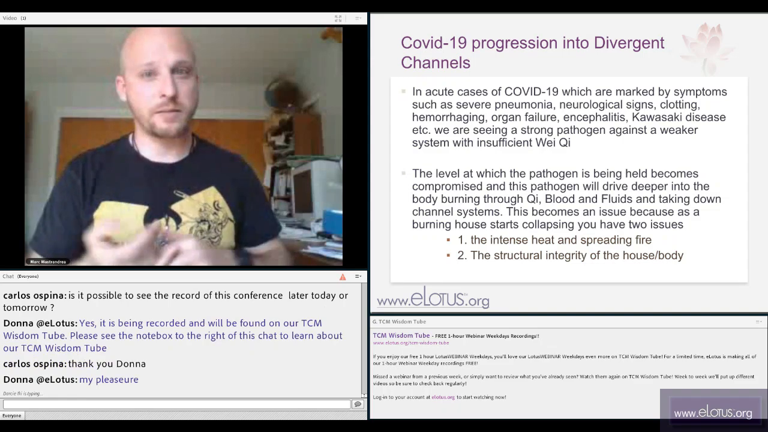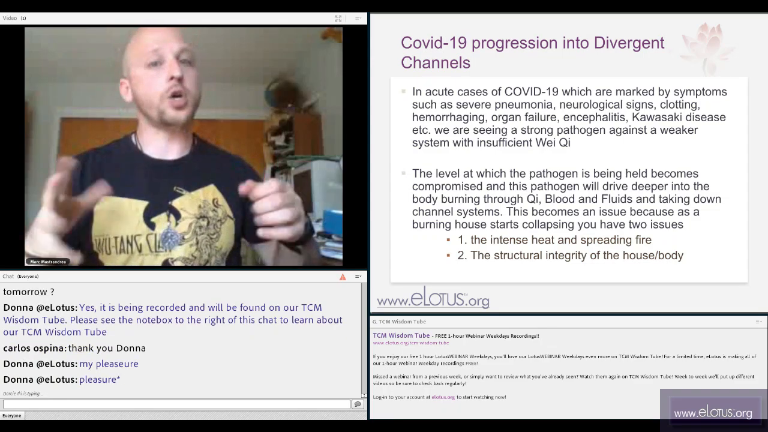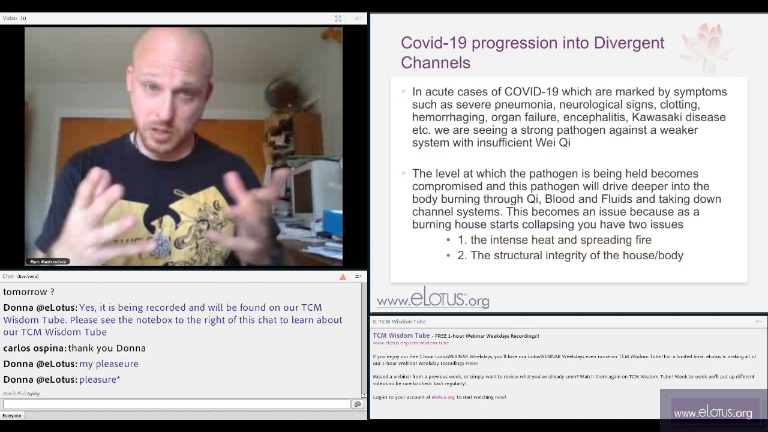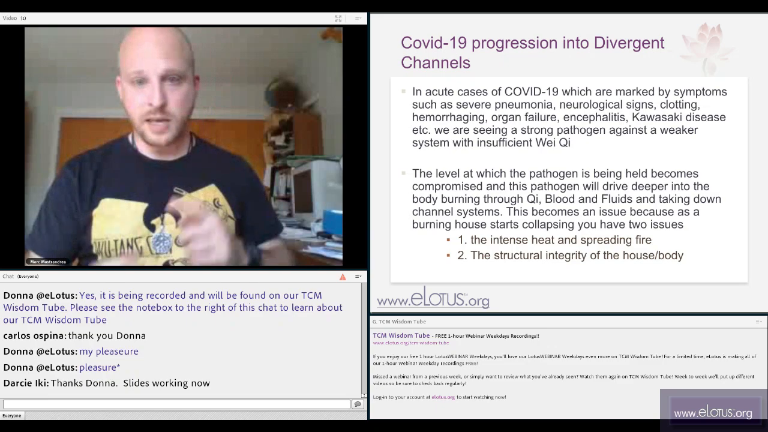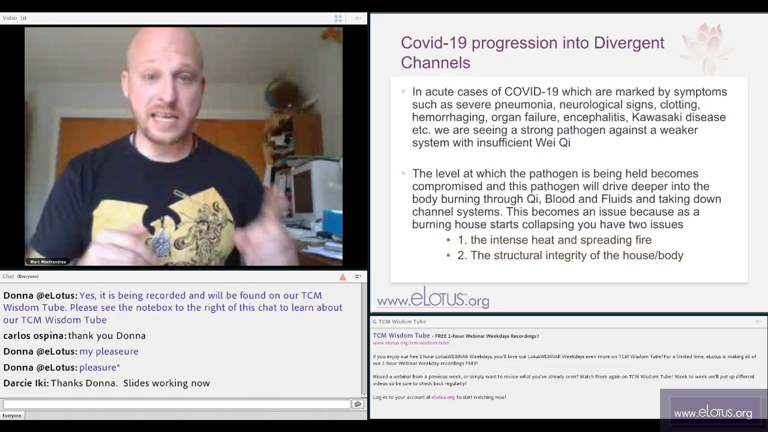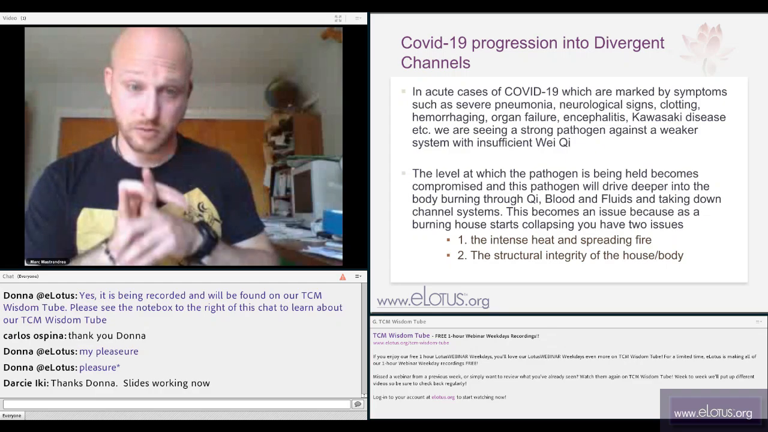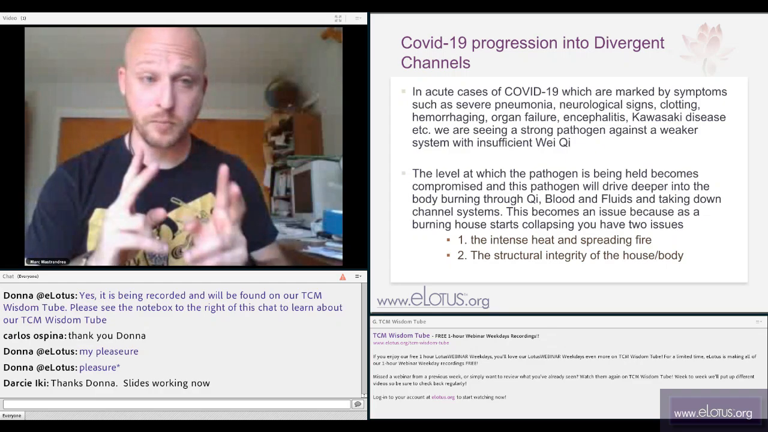That's an SOL condition. You know what I mean? You want to make sure that you can consolidate those things and keep the house from collapsing so that you can deal with a burning fire, right? So the intense heat and the spreading fire is one, and the structural integrity of the body, the channels, and the organs is the other. These two things are really, really important.